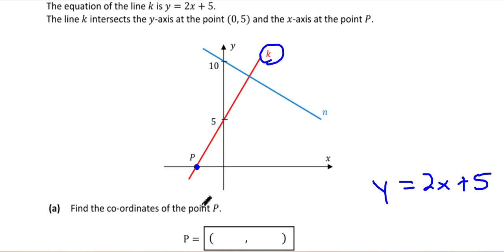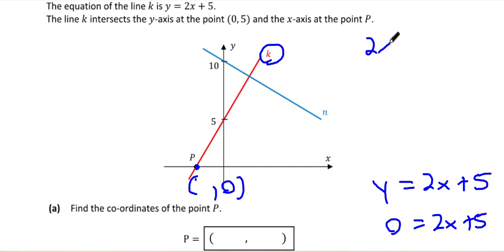Okay. The deal is, you know that the y value for this point is what? 0. If you substitute in y equals 0, you'll end up getting 2x plus 5 equals 0. Then what can you do?